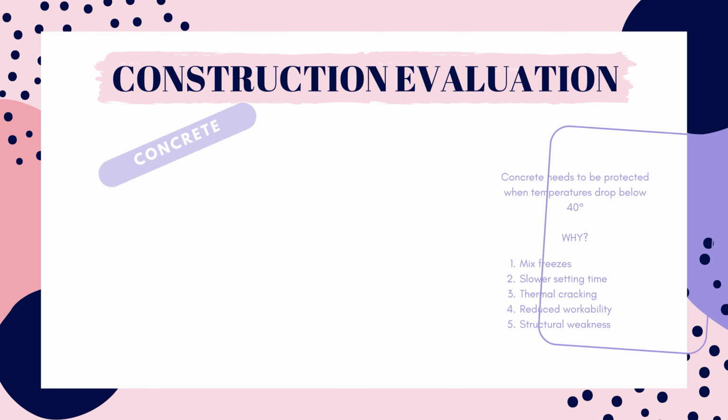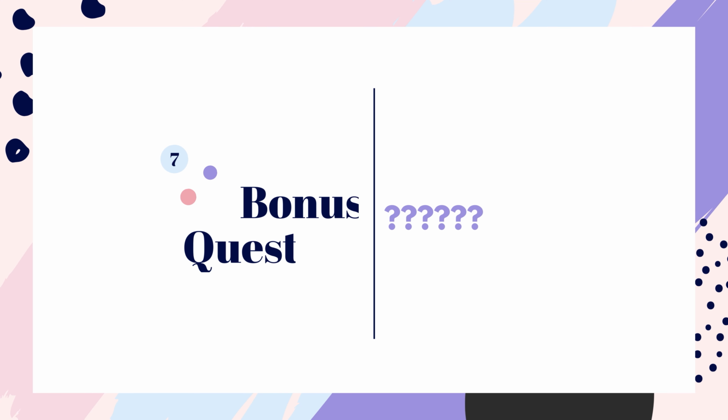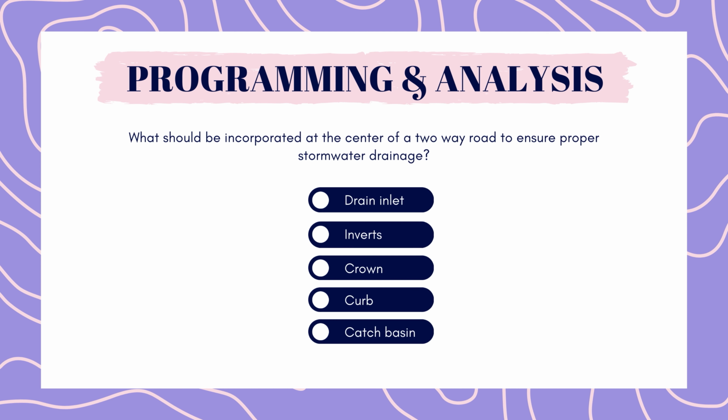Wrapping up with our bonus question, which is, what should be incorporated at the center of a two-way road to ensure proper stormwater drainage? Drain inlet, inverts, crown, curb, or catch basin? Pause to answer. And the correct answer is crown.